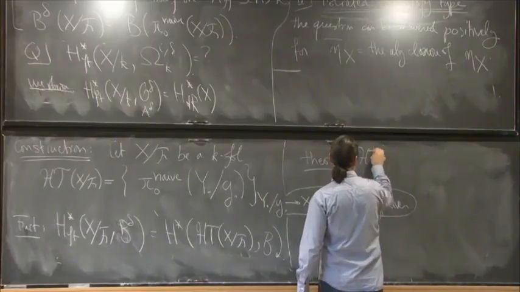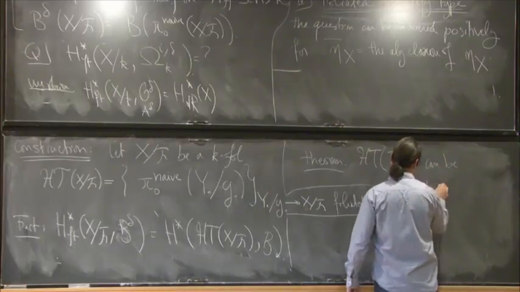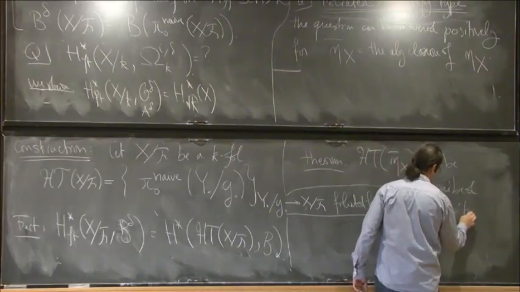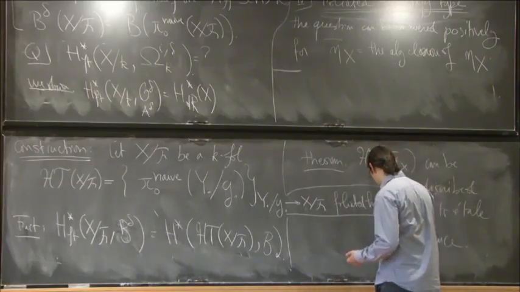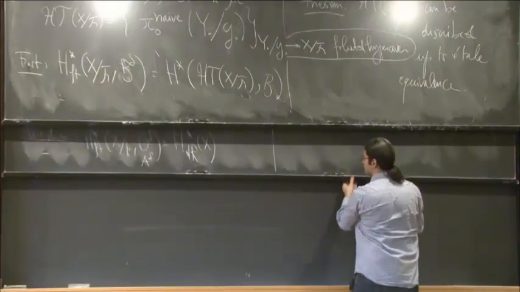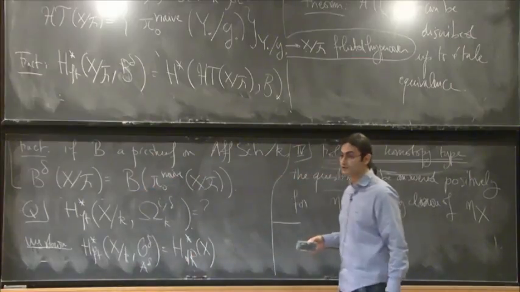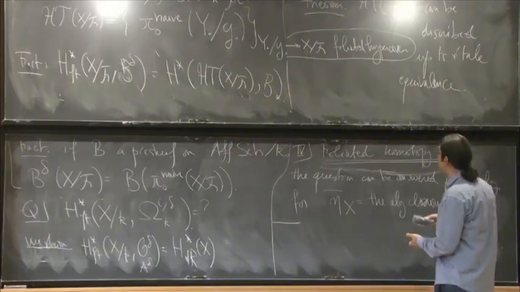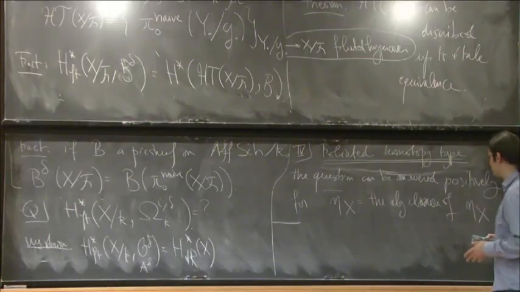So H_T at X can be described, maybe up to étale equivalence. I want to give a more precise statement in the remaining time. So eta is a generic point of X. X is a scheme, a variety over k. You take the generic point and you pass to an algebraic closure. Passing to the algebraic closure is not very important. It's just to make the statement easier to write. It's just important to go to the generic point.